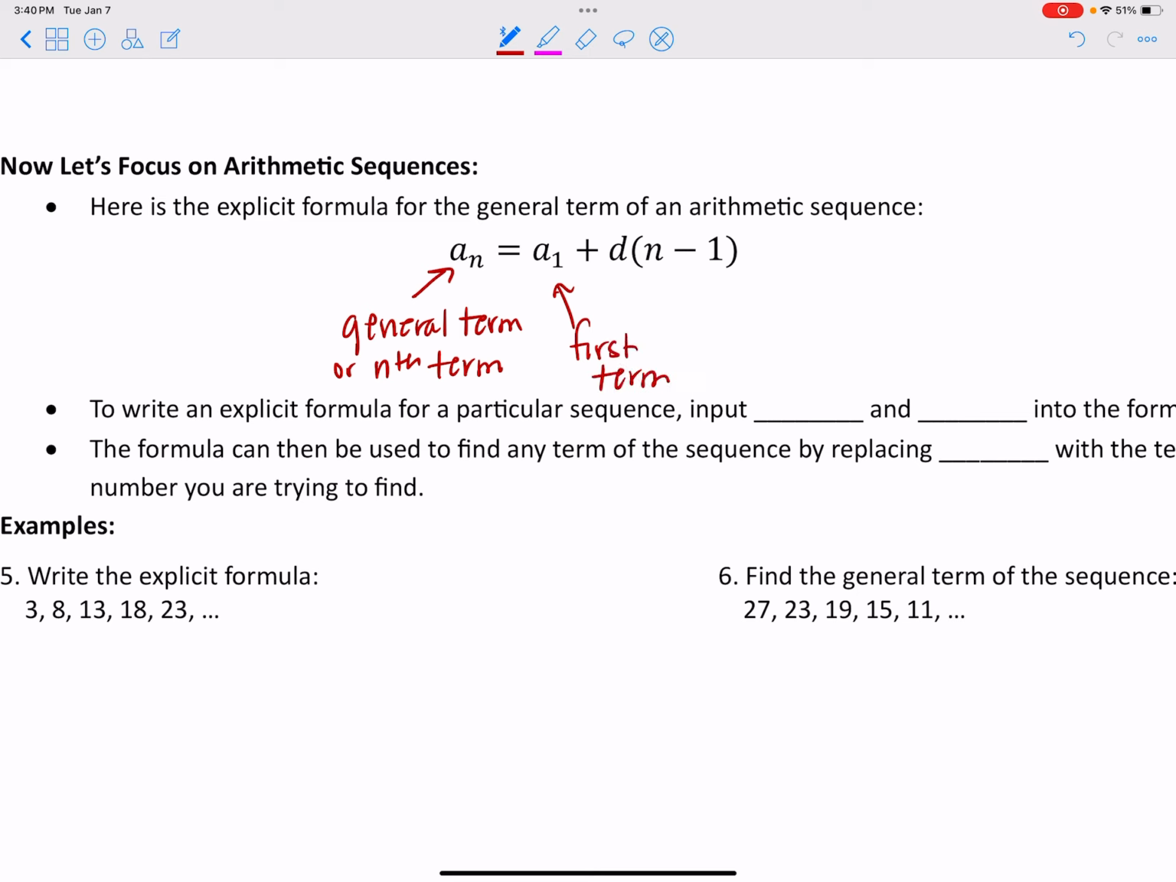This time, instead of a common ratio, we have a common difference. So there's our common difference. And again, we have n in our formula, which still represents our term number.